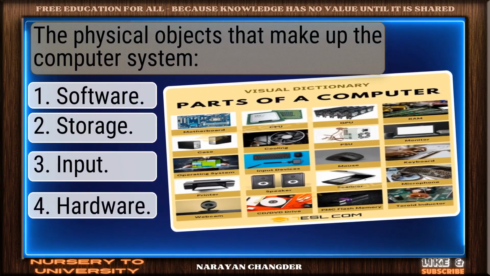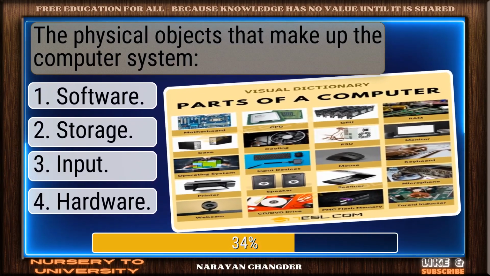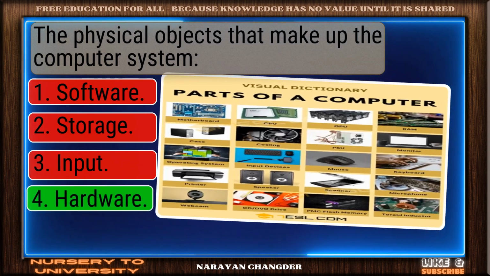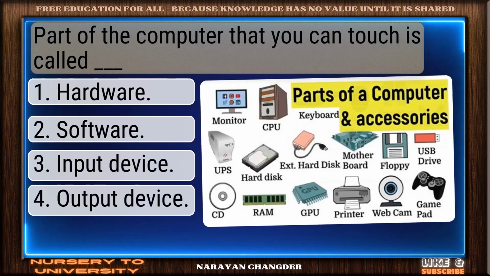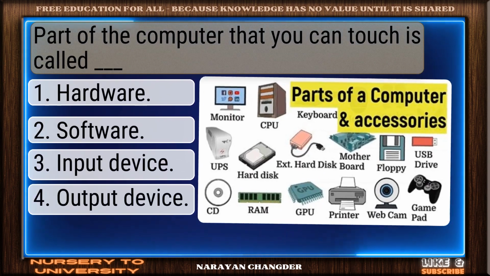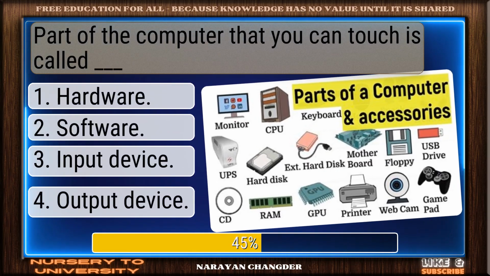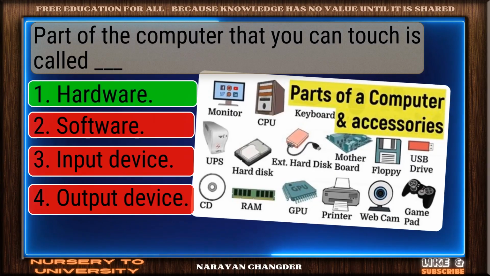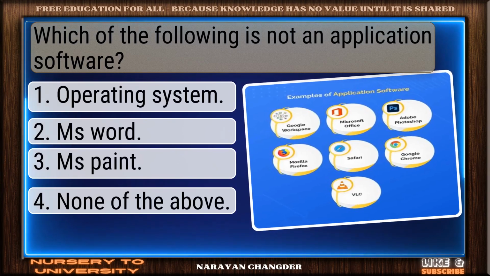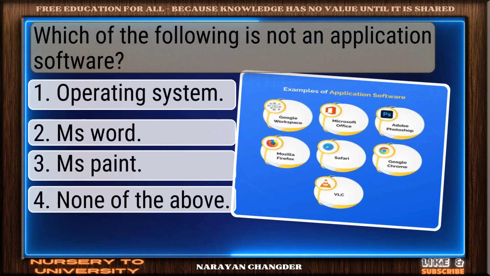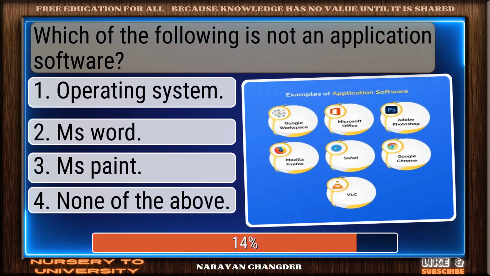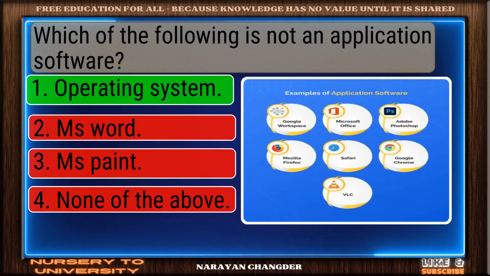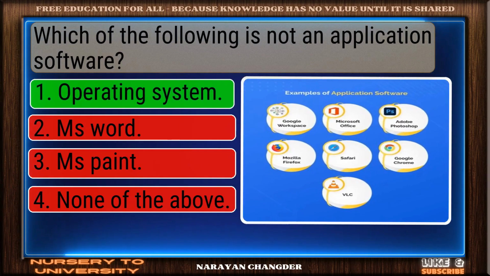The physical objects that make up the computer system. You're right. Hardware is the correct answer. Part of the computer that you can touch is called dash. Correct response. Hardware is the most accurate answer. Which of the following is not an application software? You chose operating system, and it is correct.